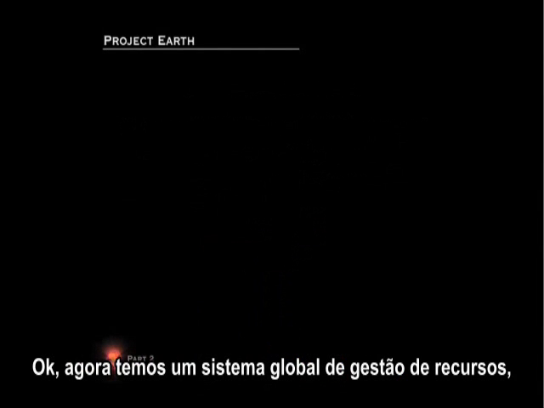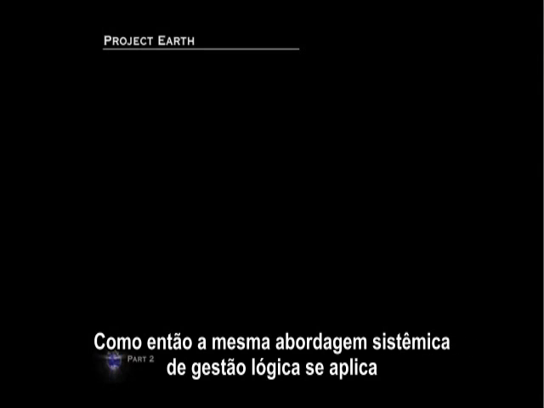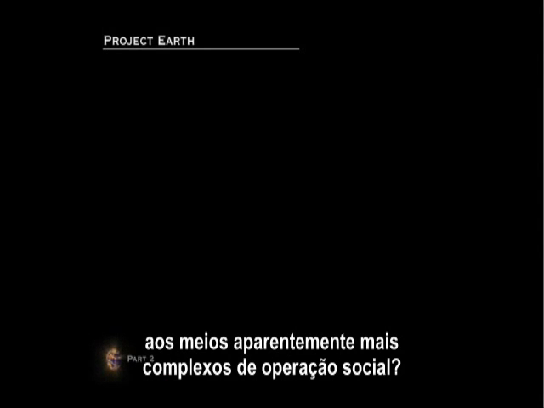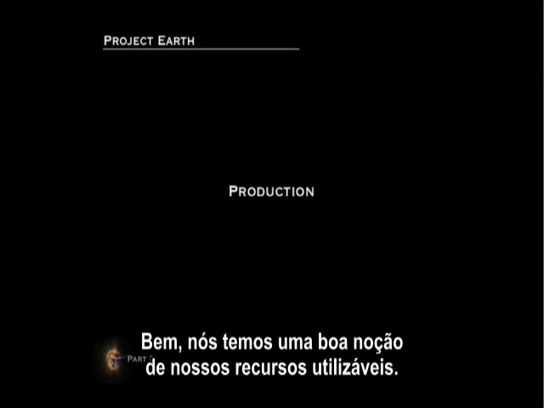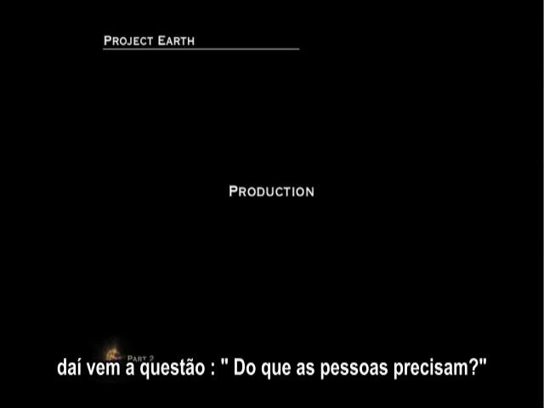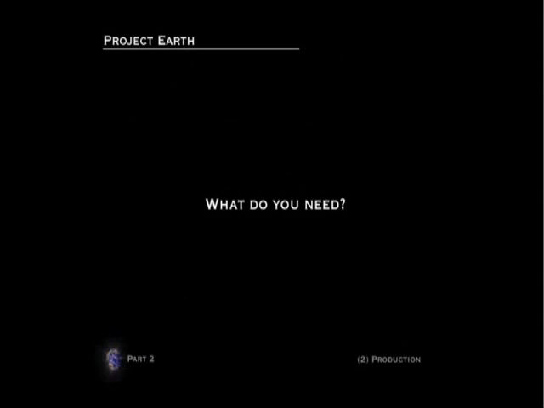Okay, so we have a global resource management monitoring system now, utilizing programming and feedback to maintain what we call dynamic equilibrium and peak efficiency. So, how does this same logical systems approach to management apply in regard to seemingly more complex mediums of social operation, such as the production of tangible goods for everyday human consumption? Well, we have a clear picture of our pool of useful resources, so the question then becomes, what do people need? This is actually quite an elusive question.